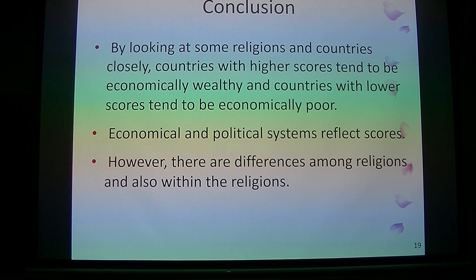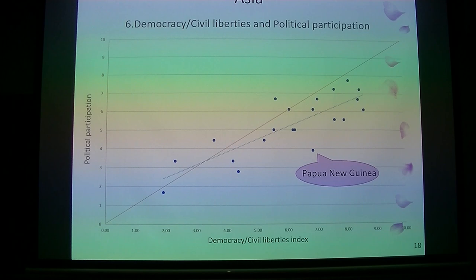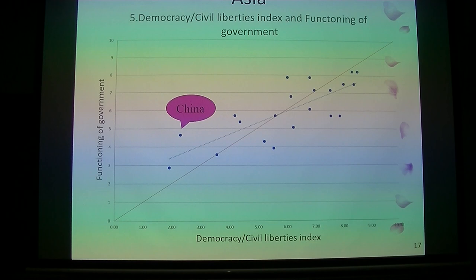So China is quite different from other countries, and it has lower democracy and civil liberties than functioning of government. I wondered why China has been growing economically despite the low democracy and civil score. So when I look at the GDP per capita, it ranks in the 70s, which is in the middle in the world, and its economy grew by 6.9 in 2017. And until a few years ago, the government used to control everything, I mean, it used to have socialism and a planned economy.